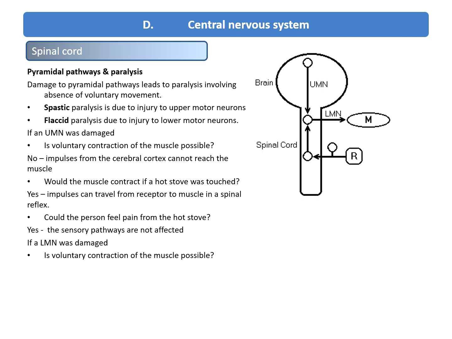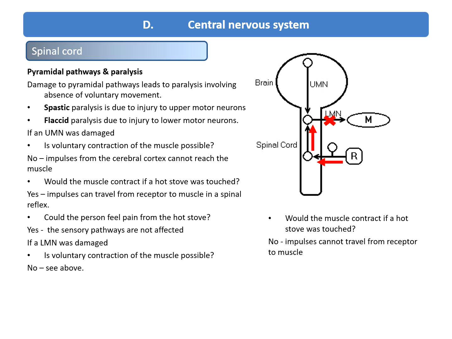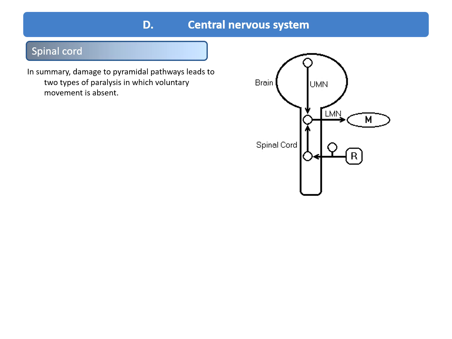If a lower motor neuron was damaged, is voluntary contraction of the muscle possible? No, for the reasons stated above. Would the muscle contract if a hot stove was touched? No, because the impulses cannot travel from receptor to muscle in the reflex arc. Would the person feel pain from the hot stove? Yes, as described above.